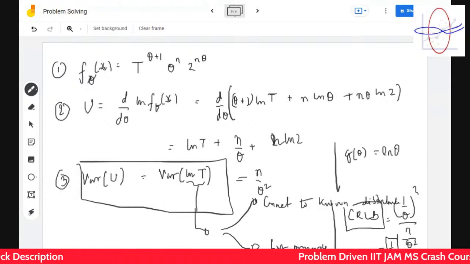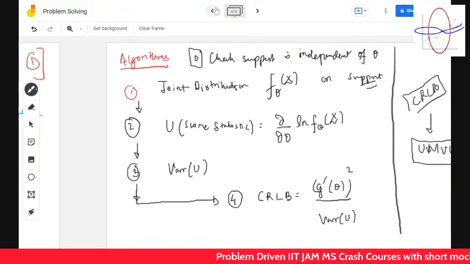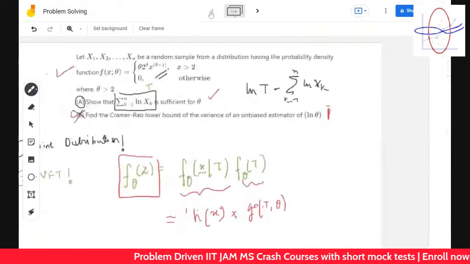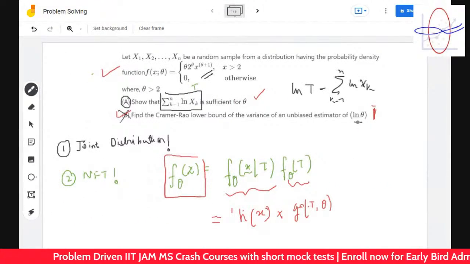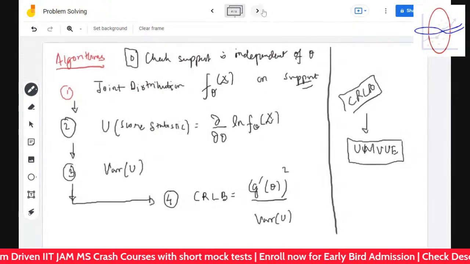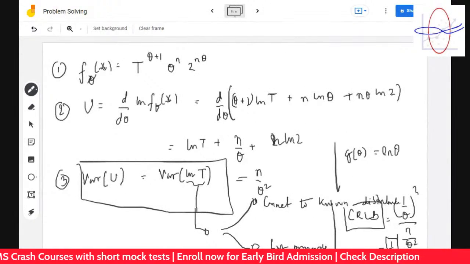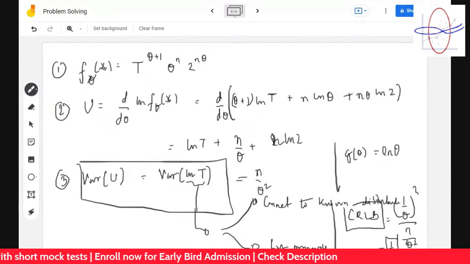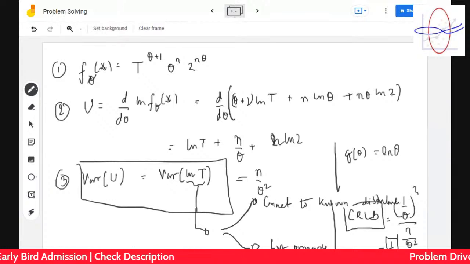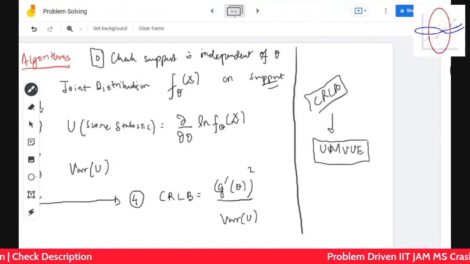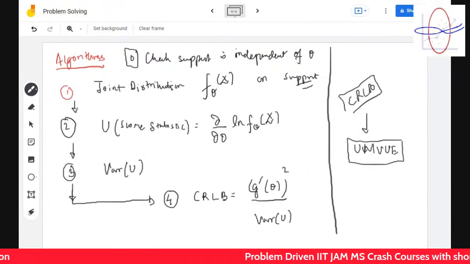So g(x) is told over here: find an unbiased estimator for ln theta. So g(x) is log x, that is, g(theta) is ln theta. Okay, so since you are not interested, I will move on to the next problem.